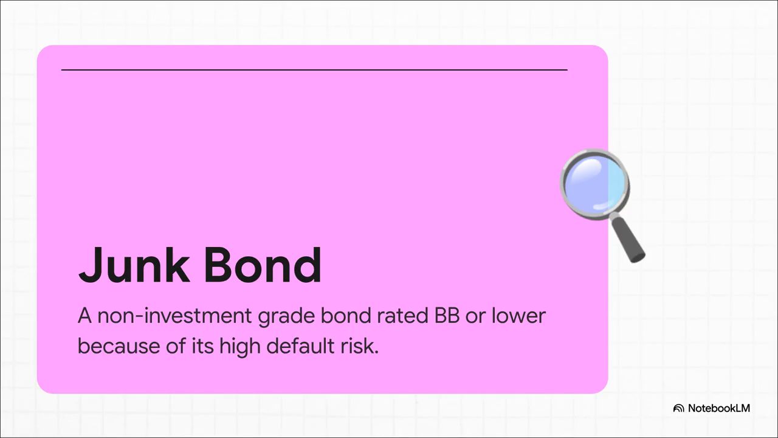And right at the very bottom of that hierarchy, you'll find what we call junk bonds. A junk bond is simply a non-investment grade bond that's rated BB or lower. Why the bad grade? Because of its exceptionally high default risk. These are your classic high-risk, high-reward plays. So if an exam question throws a BB-rated bond at you, your brain needs to immediately scream credit risk and default risk. Keep that completely separate from the interest rate sensitivity stuff we learned earlier.